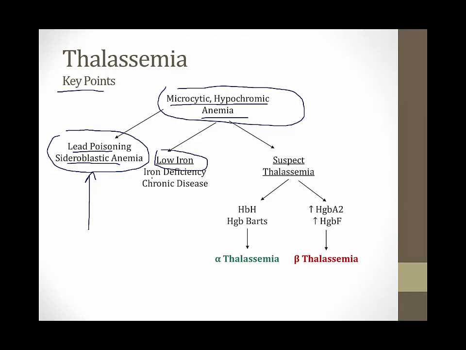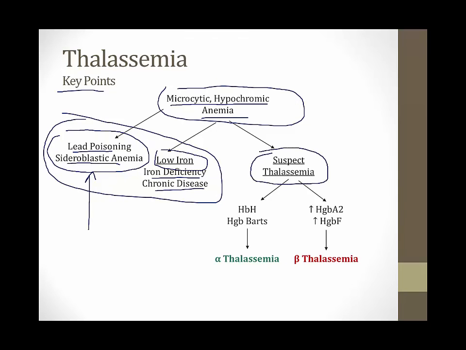So low iron can lead to iron deficiency or anemia of chronic disease. But if you're not dealing with either of these two things here, then you should suspect a thalassemia. And when this is the case, the hemoglobin electrophoresis can be very helpful. If it shows hemoglobin H or hemoglobin Bart's, then you know they're describing an alpha thalassemia. On the other hand, if it shows increased amounts of the hemoglobins that lack beta chains, like hemoglobin A2 and hemoglobin F, then they are describing a case of beta thalassemia. And that concludes our module on thalassemia.